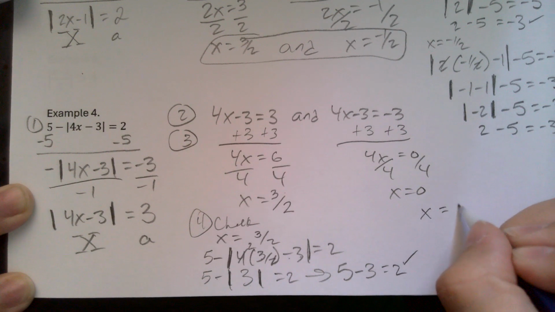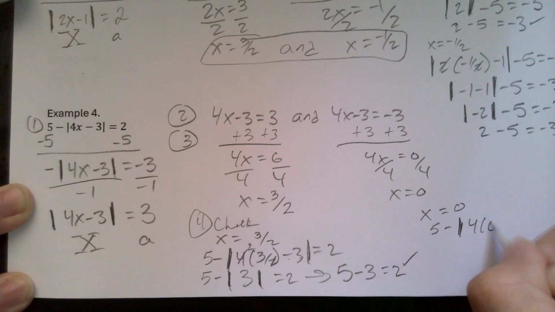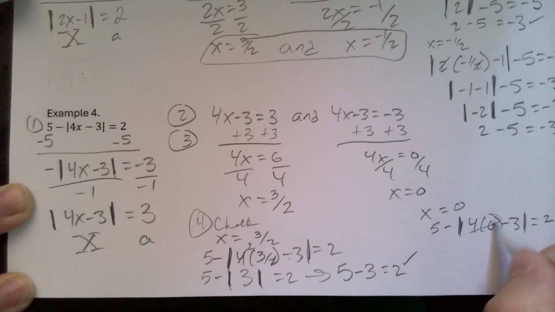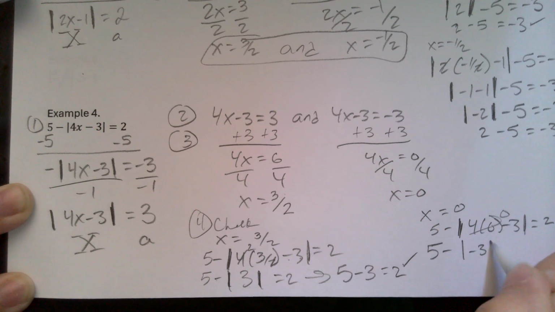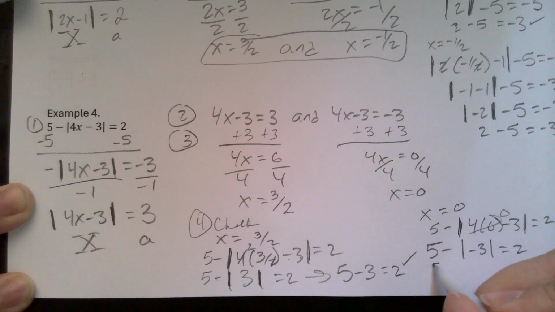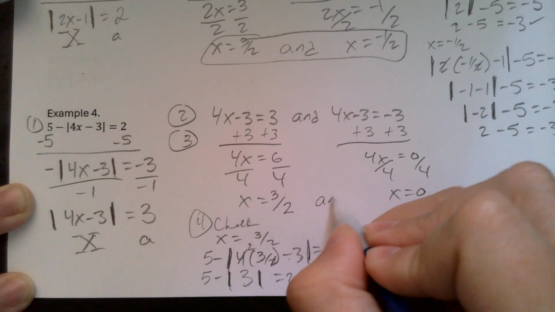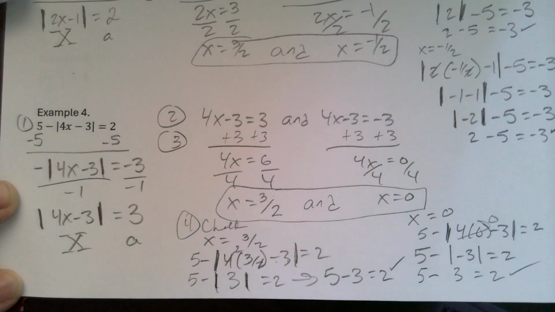Now let's check that x equals 0. I get 5 minus the absolute value of 4 times 0 minus 3 equals 2. 0 times anything is 0. So I get 5 minus the absolute value of negative 3 equal to 2. Becomes 5 minus, the absolute value of negative 3 is positive 3. 5 minus 3 does equal 2, so they both work. So our solutions are 3 over 2 and 0. Did you get it right?